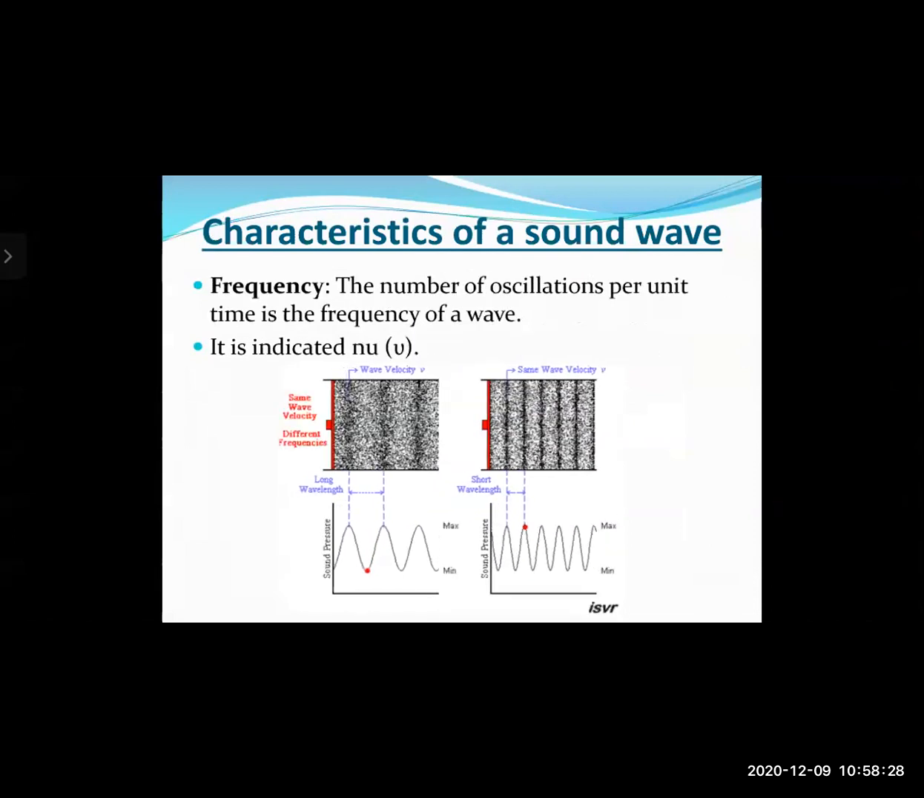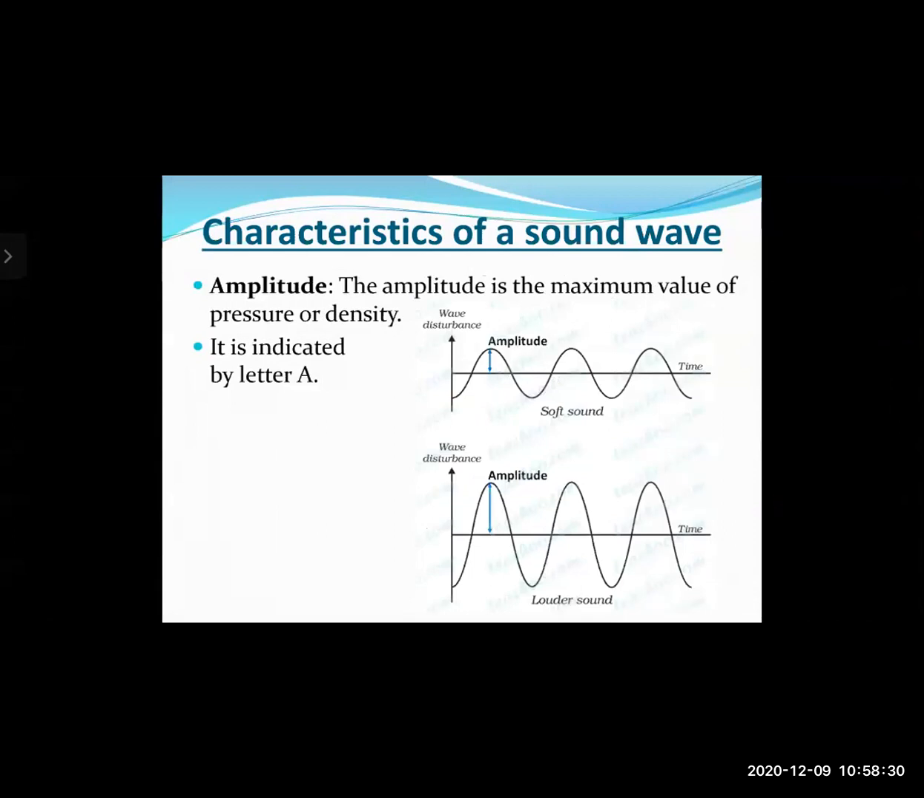Now let us move on further and study the next concept, which is amplitude. The amplitude is the maximum value of pressure or density, and is indicated by the capital letter A. The amplitude relates to how loud or soft a sound is. If you look at the left hand side, the top wave, you can see the amplitude is smaller, whereas in the bottom wave the amplitude is larger. So the top wave is a soft sound, and the bottom wave is a louder sound.